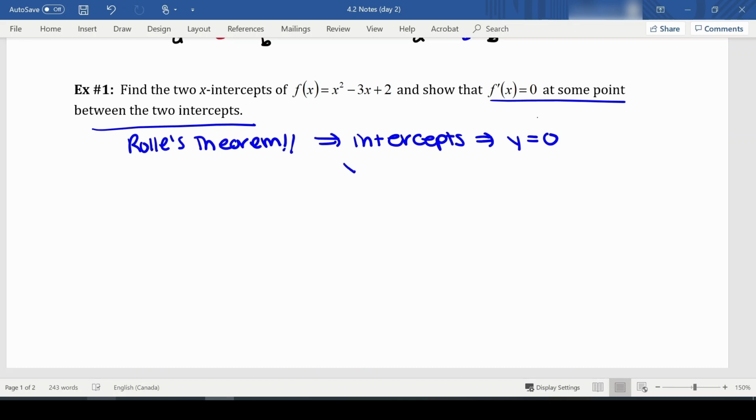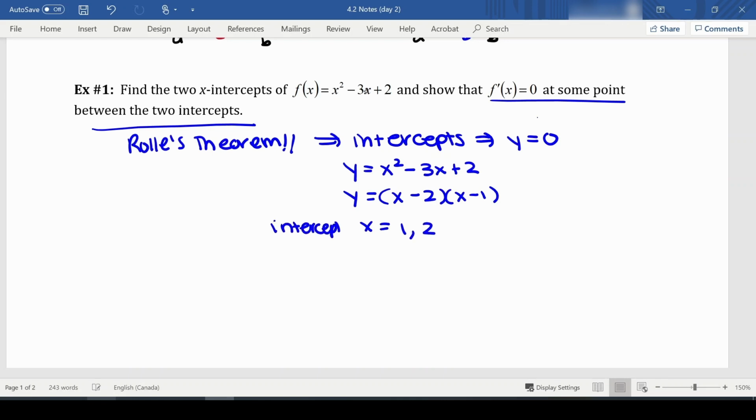So I've got y equals x squared minus 3x plus 2, or (x minus 2)(x minus 1), which means x is equal to 1 and 2. Now this would mean that f(1) is 0, f(2) is 0, or f(a) equals f(b).